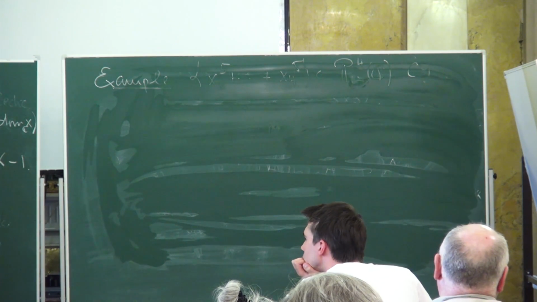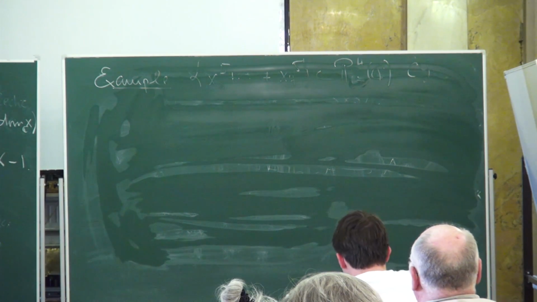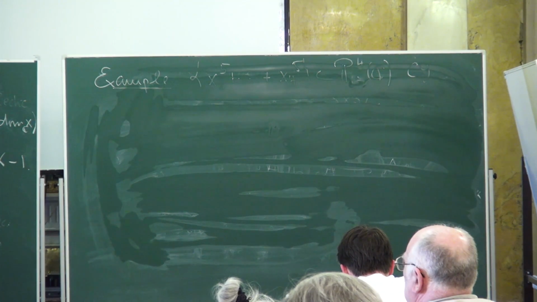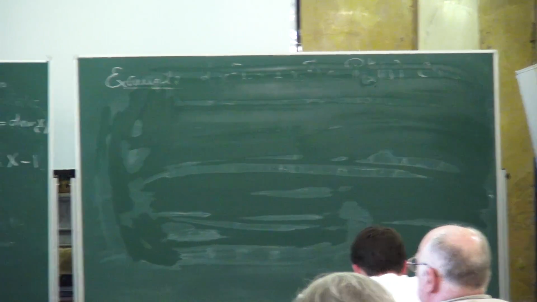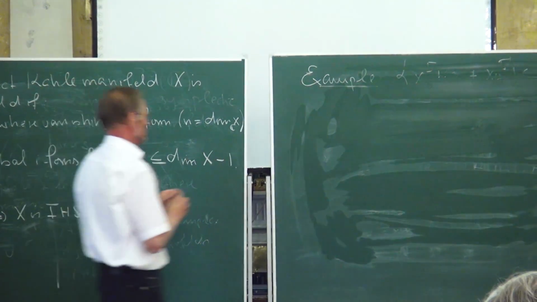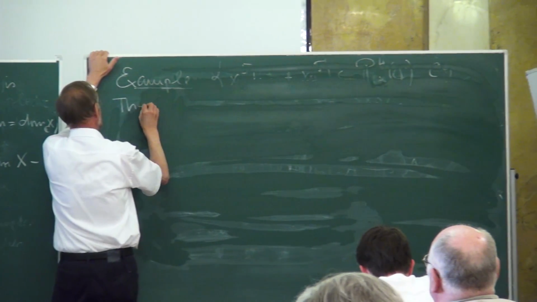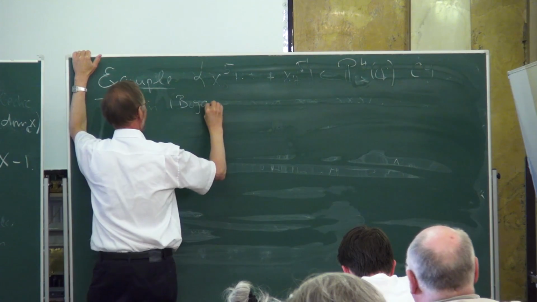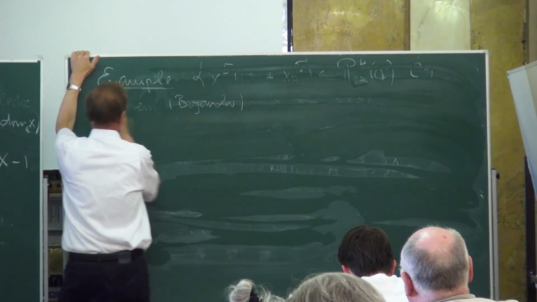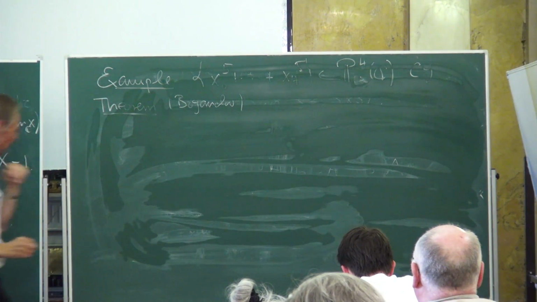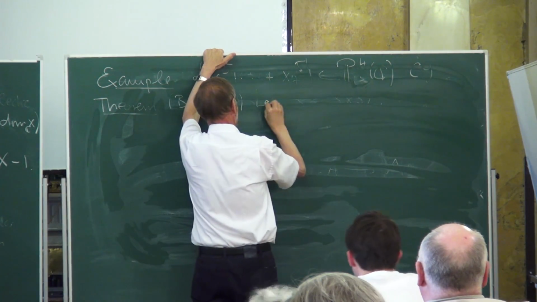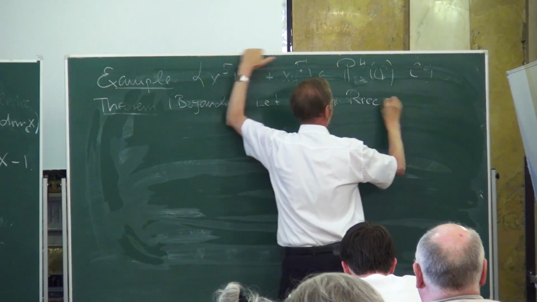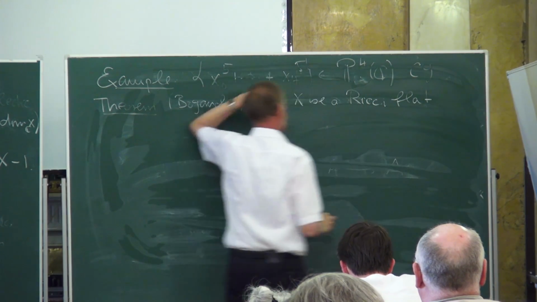So why are these important? In some sense, these are the building blocks for what's called Ricci flat manifolds. There's a well-known decomposition theorem due to Bogomolov, which says the following: let X be a Ricci flat complex Kähler manifold.